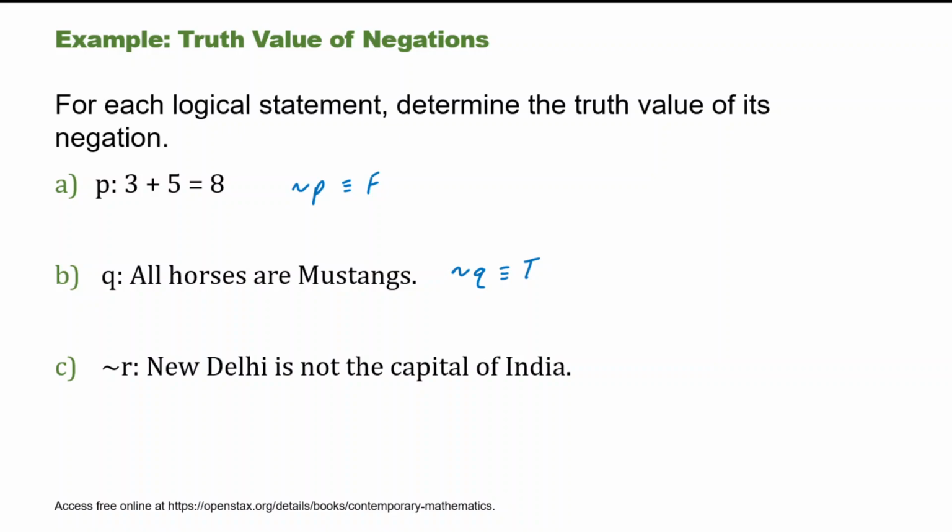Part C, not R is defined as New Delhi is not the capital of India. Now I actually don't know what the capital of India is, so I'd better look that up. New Delhi is the capital of India. So this statement, New Delhi is not the capital of India, is false. So not R is logically equivalent to false, and R is logically equivalent to true.